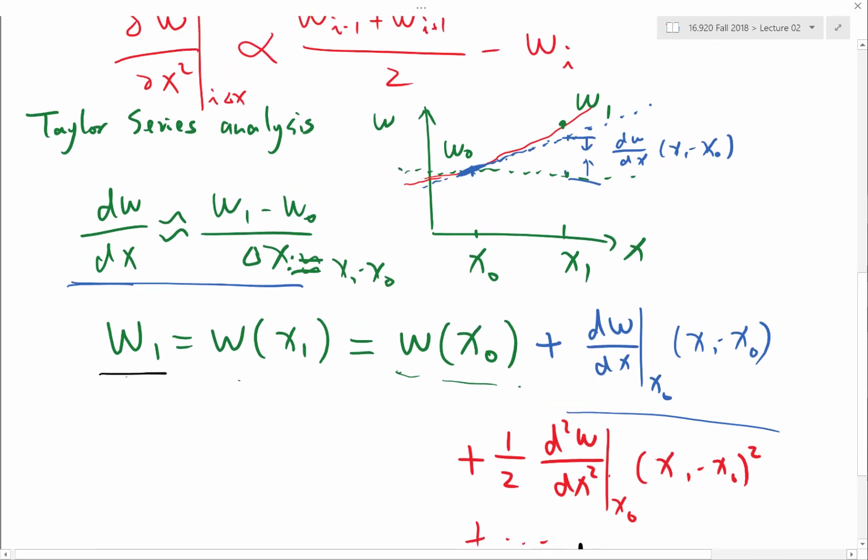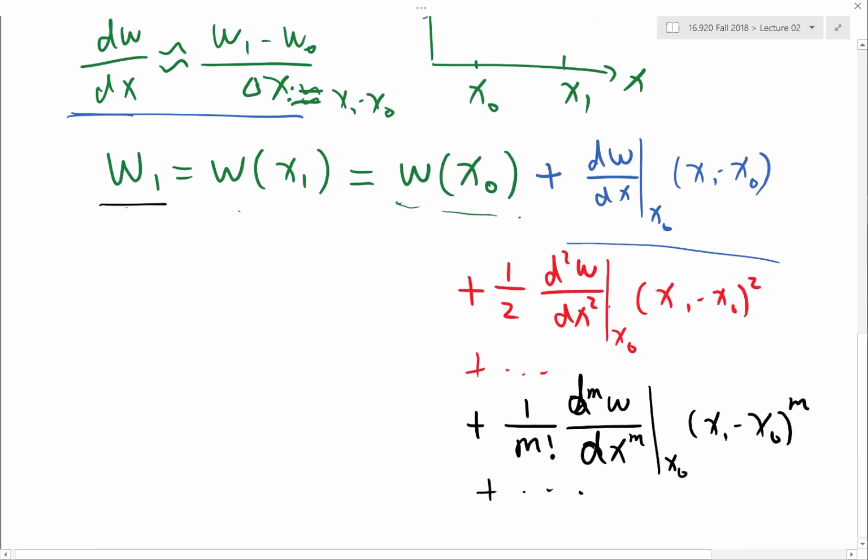Anyway, we can discuss this later, but this is Taylor series analysis. And Taylor series analysis is going to help us determine how to set the proportionality constant when we are inspired to come up with a scheme for approximating derivatives.